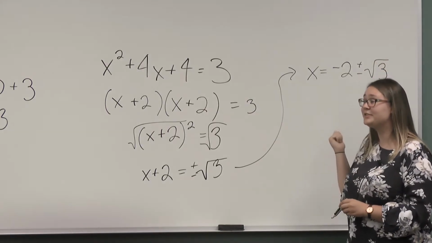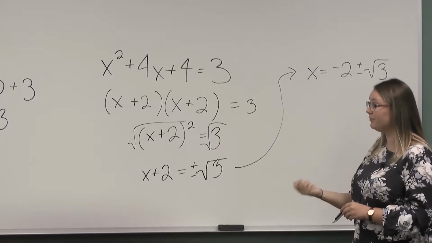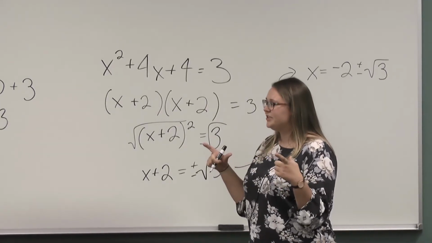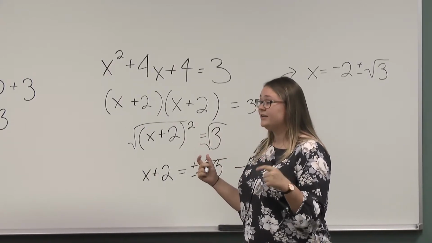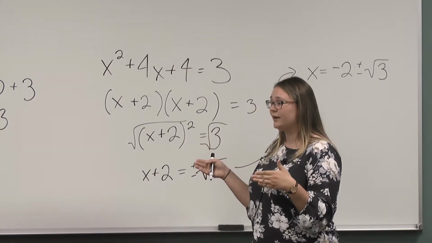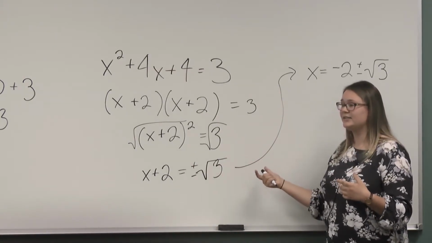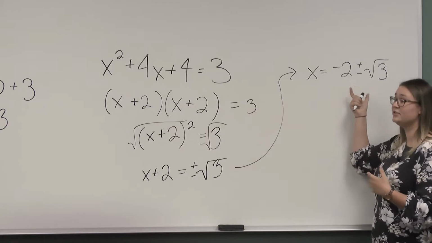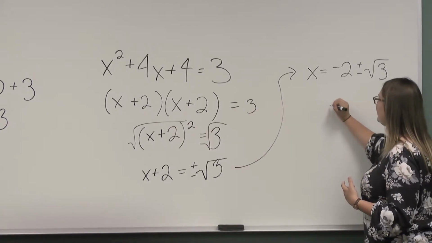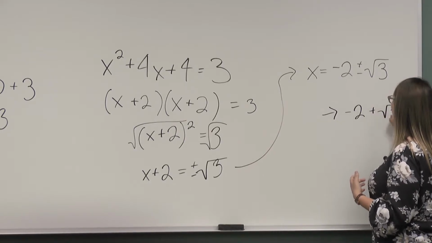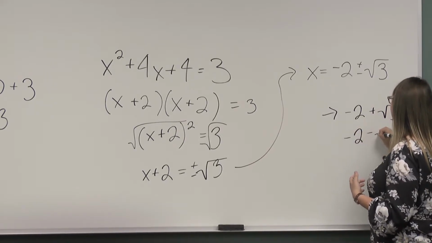And so these would be our two solutions to our quadratic. Just like before, when we would factor it and have x plus 2 times x minus 3, and then set that equal to 0 to find our solutions. In this case, we can take the square root of both sides and find our two solutions here. So these two solutions would be -2 plus the square root of 3 and -2 minus the square root of 3.